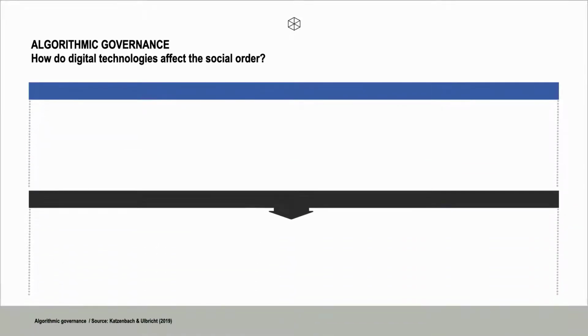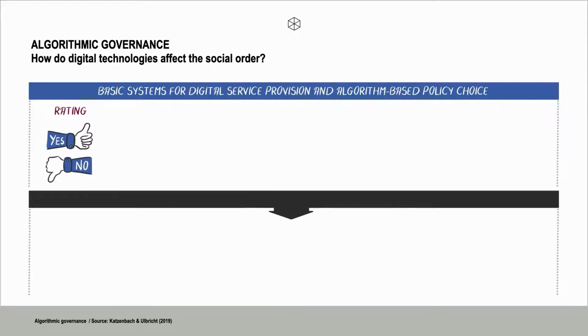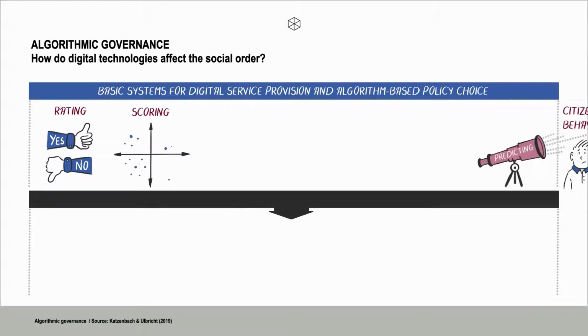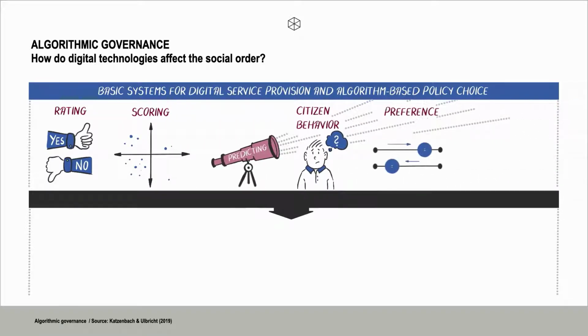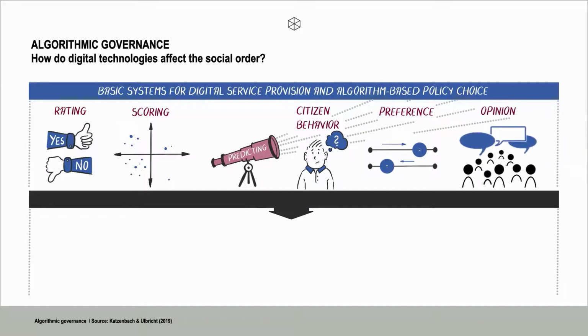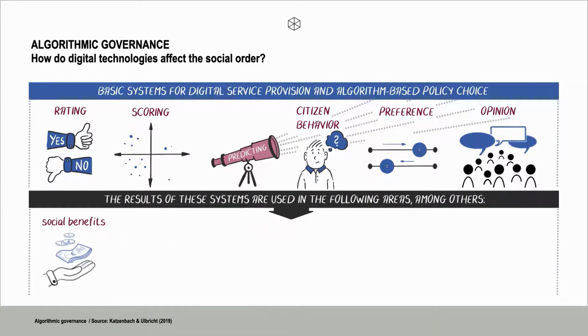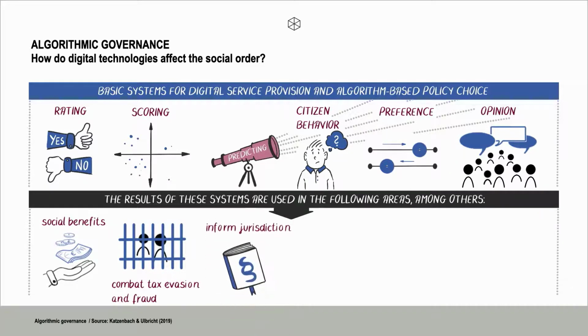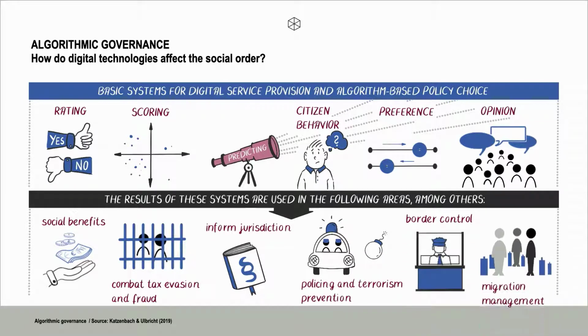The grounds for many projects of digital service provision and algorithm-based policy choice are systems of rating, scoring, and predicting citizen behavior, preference, and opinion. These are used for the allocation of social benefits, to combat tax evasion and fraud, to inform jurisdiction, policing and terrorism prevention, border control, and migration management.